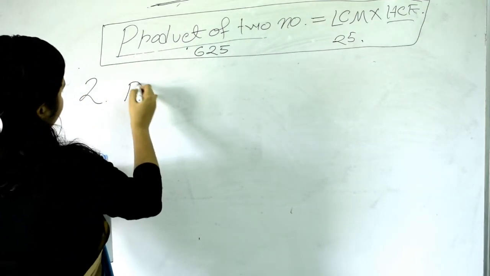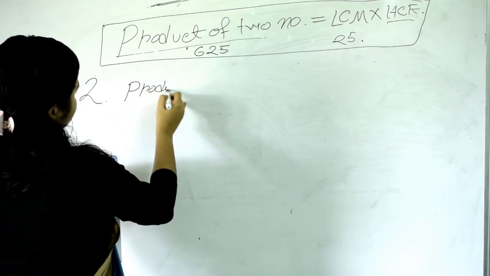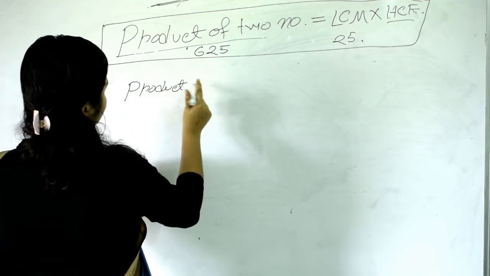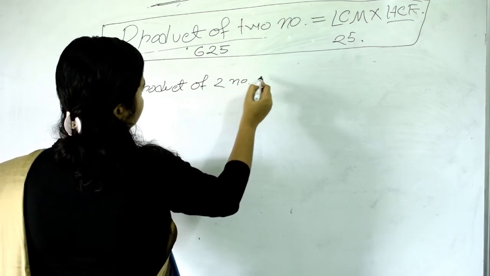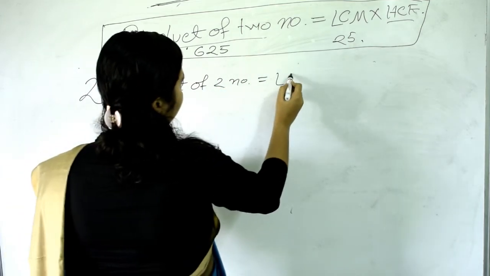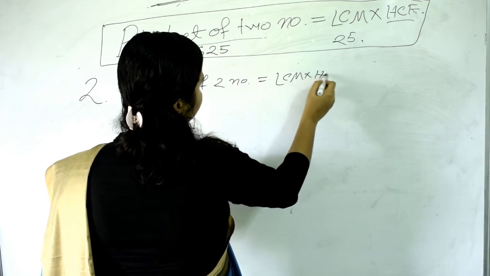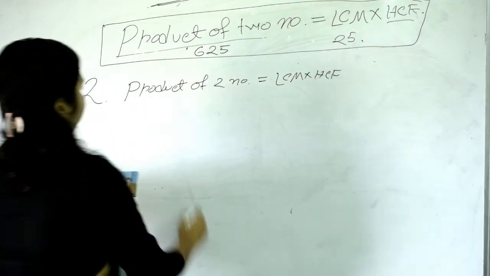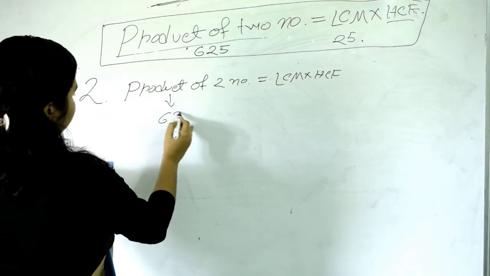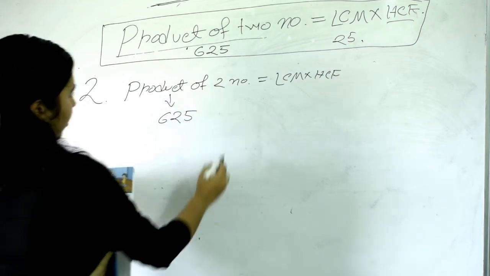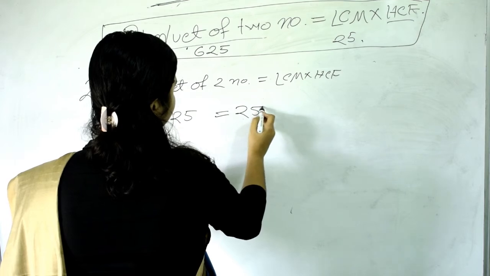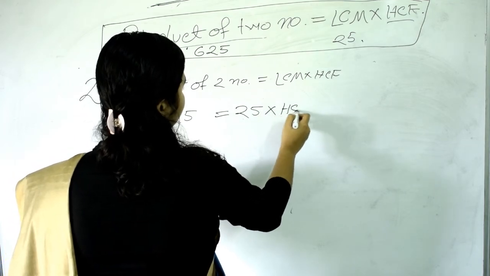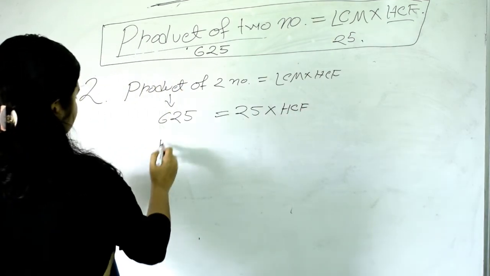That means the product of two numbers equals LCM into HCF, right? Now the product of two numbers is 625. The LCM is also given, which is 25. We have to find only the HCF.